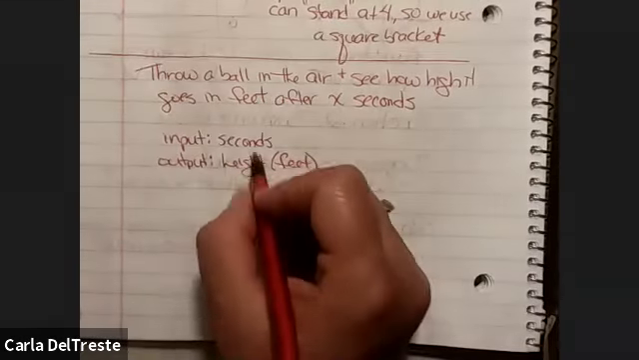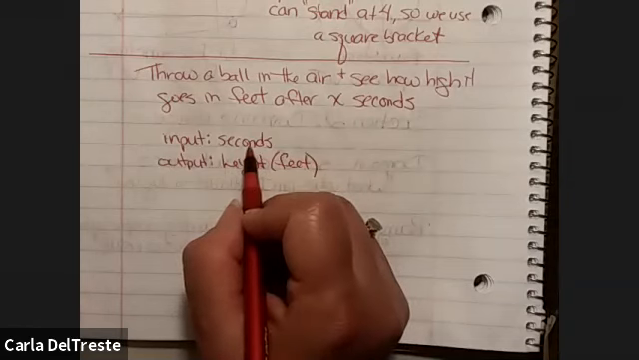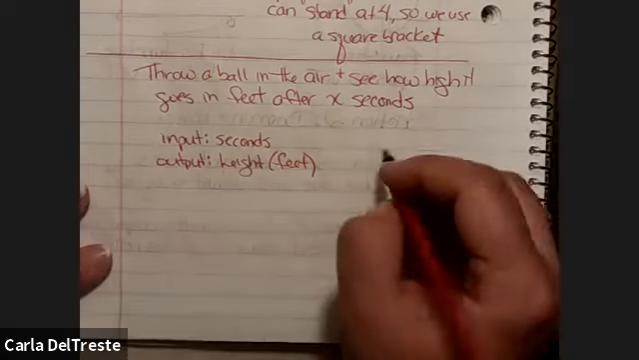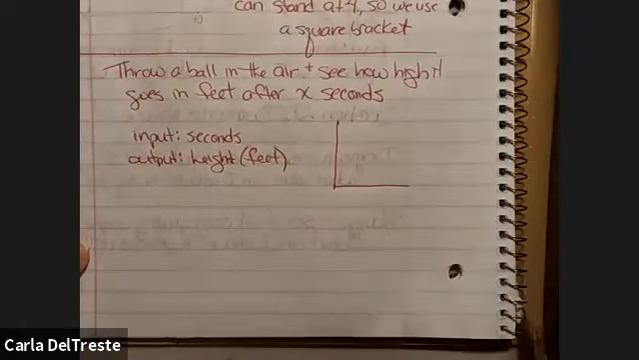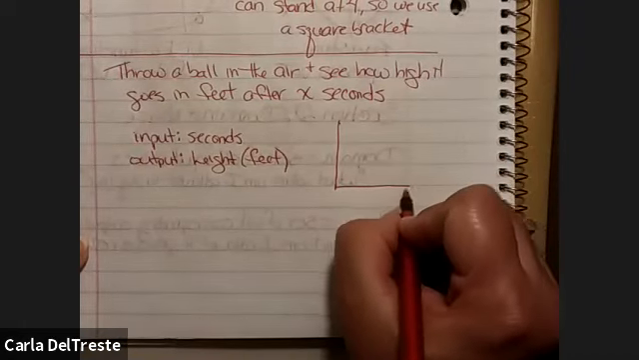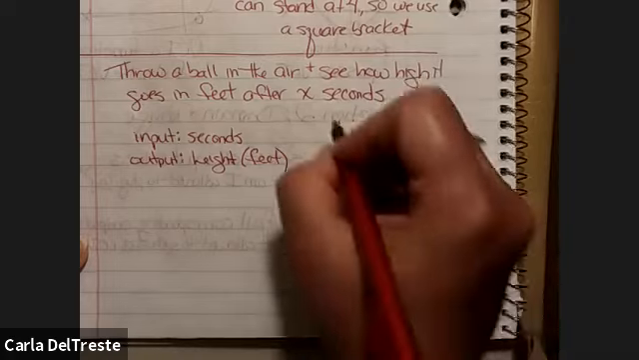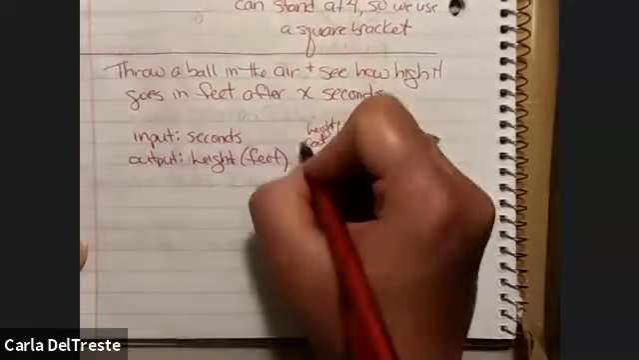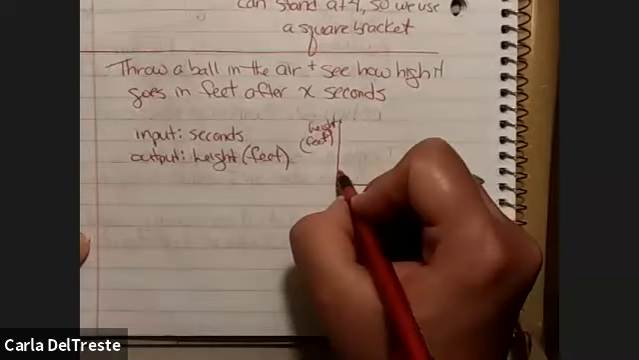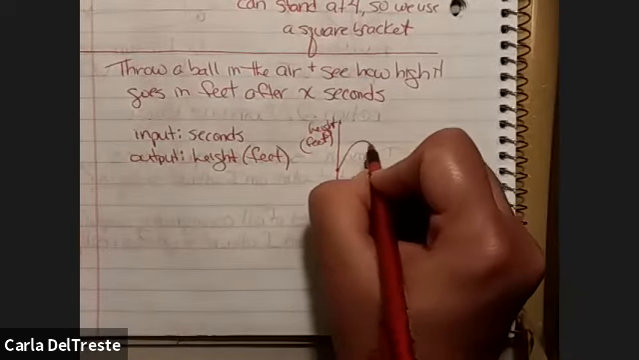This is going to be important because you have to acknowledge that you're talking about seconds when you're thinking about domain, okay? So now I'm actually going to give you a little bit more information here. I'm going to give it to you in the form of a graph. Here's our seconds, and here is our height in feet. Remember, good labels when you're doing a graph. Let's say the graph looks like this.